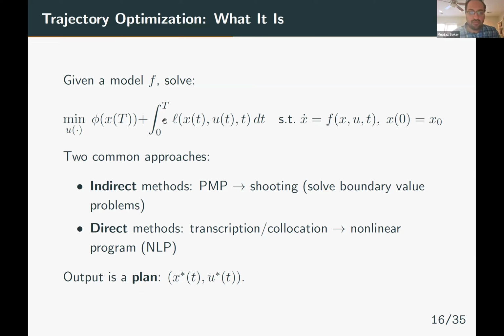And there are two common approaches for this. One is called indirect, the Pontryagin maximum principle, and there is another method that is direct, using nonlinear programming. But as I mentioned, the output of this is X star and U star. And then once you have X star and U star, you have the option whether to apply U star directly to the system in a feed forward way, or solve a tracking problem.